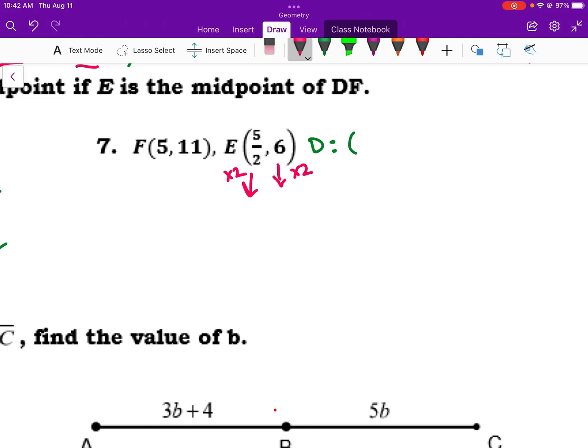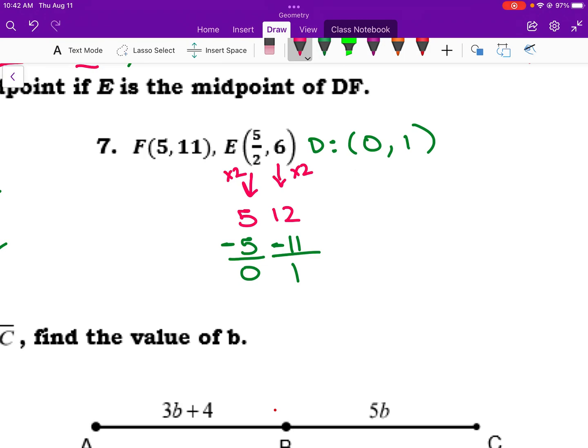If I take 5/2, let's do this to the side because it's kind of messy. 5/2 times 2. When I'm multiplying a fraction by a whole number, we want to normalize this, make that a fraction. So this is actually 10/2, which is 5. 6/2 is 12. And then remember, from those doubled numbers, we're now going to subtract the values that were given to us. So subtract the 5 to get 0, and subtract the 11 to get 1. So that makes D (0, 1).